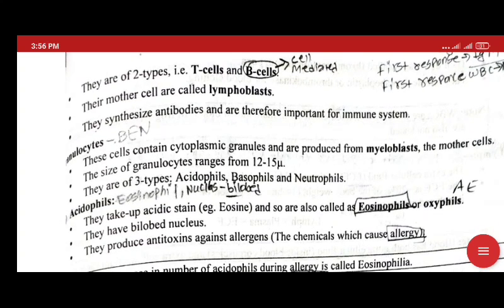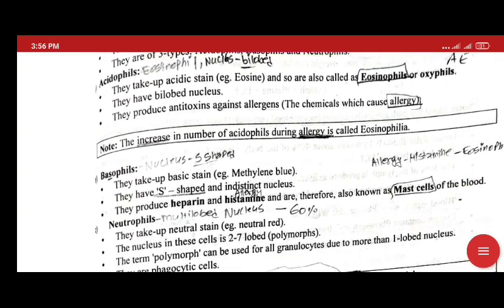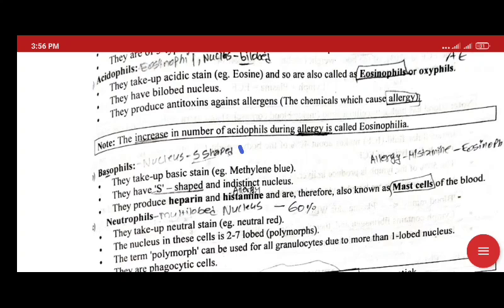In granulocytes, as I told you previously, remember the trick BEN, Bain. We have certain cytoplasmic granules, and it has three types: basophil, eosinophil and neutrophil. First let's teach basophil. In basophil we have an S-shaped nucleus, and the basophil is the modified cell of the mast cell.